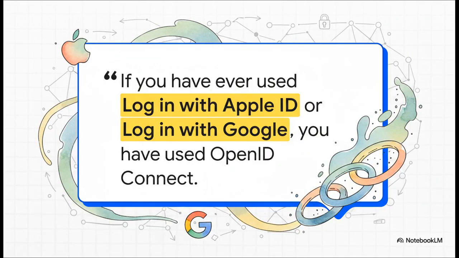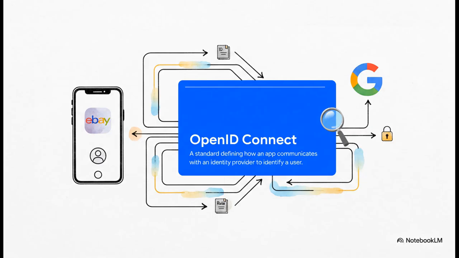So what is this magic anyway? Well, it actually has a name. The technology working quietly behind the scenes is called OpenID Connect. And what's really cool is how simple the core idea is. OpenID Connect is basically just a set of rules. Think of it like a shared language that lets an app, say eBay, talk to a trusted identity provider like Google to confirm that you are who you say you are.